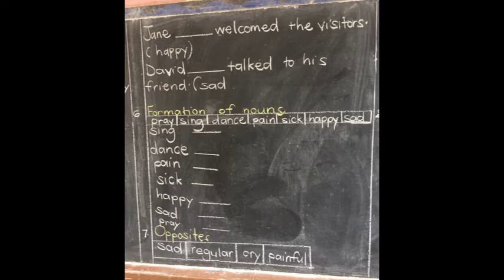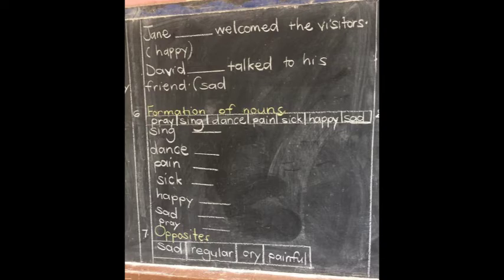Sorry, we are going to start with pray. Which noun do we get from pray? We get prayer. And how do we write the word prayer? It is P-R-A-Y-E-R. So we can get prayer from pray.